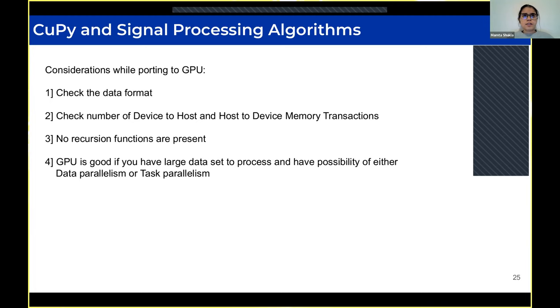Then one of the things which causes a lot of delay or consumes more time is the amount of time needed in copying your data between CPU and GPU, which we call device to host and host to device memory transactions. And also a lot of algorithms have recursive functions in them, and it is better not to use recursive functions with GPUs. And also you have to check how much your algorithm can be parallelized and how much possibility you have with the GPU.